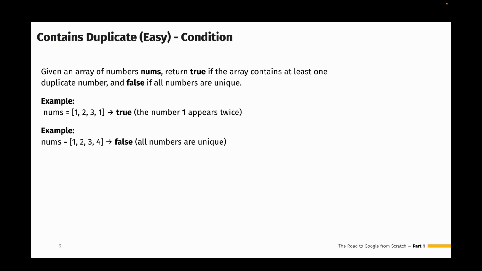Okay, let's proceed and check the next exercise and what we are given. We are given an array of numbers, and we need to return true if the array contains at least one duplicate number, and false if all numbers are unique. We have two examples. In the first example, we have an array with values 1, 2, 3, 1, and in that case we need to return true, because we have a duplicate, it's 1. In the second case, we have an array with numbers 1, 2, 3, 4, and in that case we need to return false, because in this situation we don't have any duplicates.